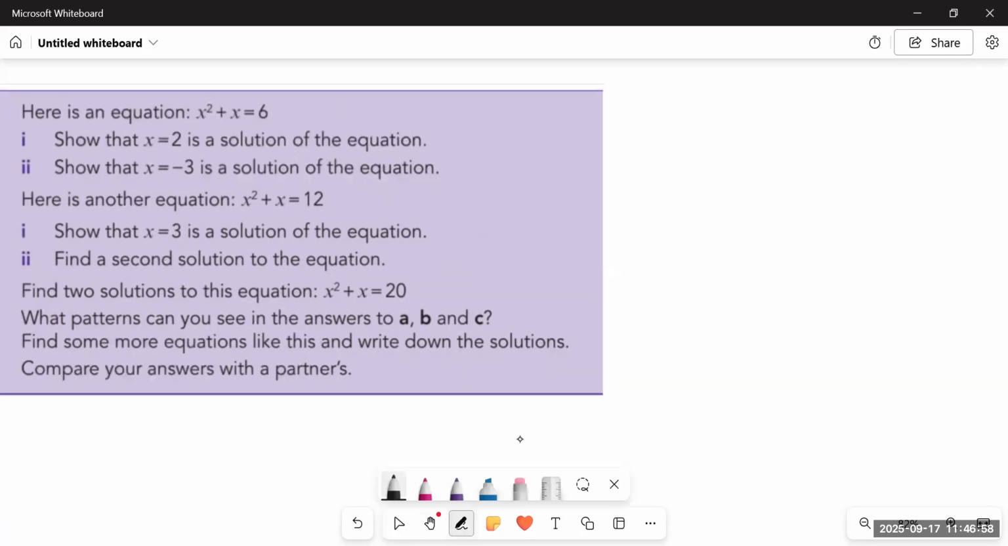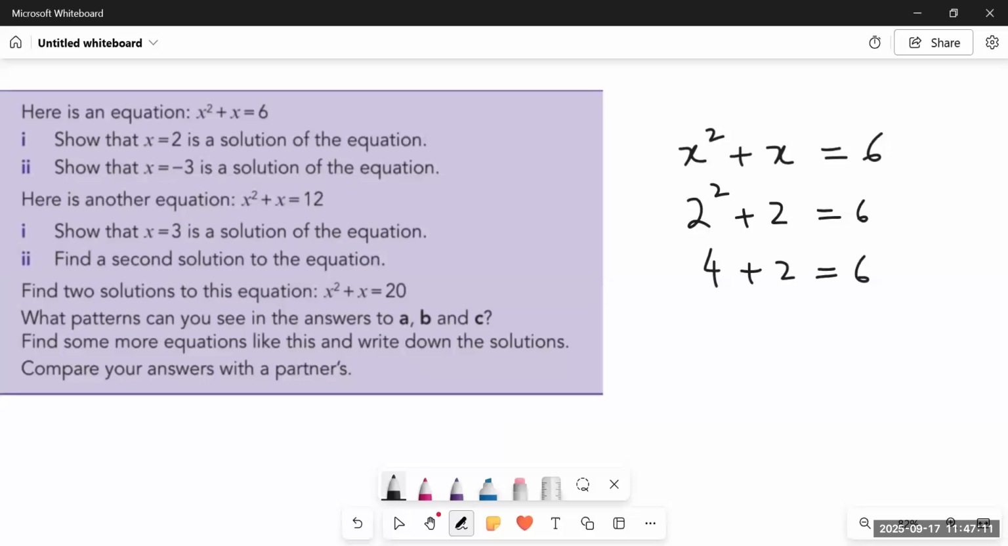Okay, fine. Let's substitute x with 2 over here and prove that, yes, it would be a solution. So if we write 2 over here, 2 over here, it would become 4 plus 2 is equal to 6. Hence proved, yes, it is a solution.